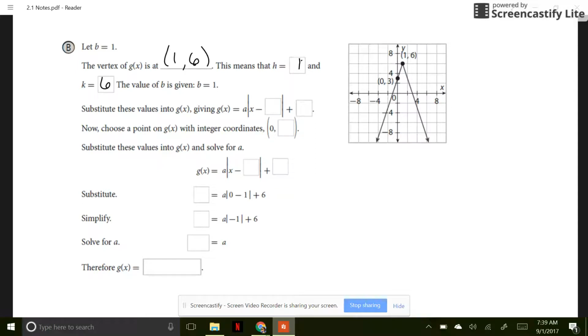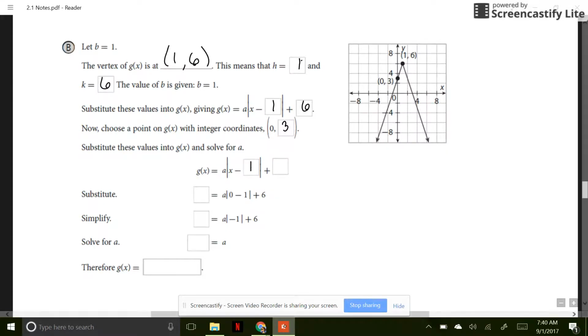So if we plug those values from the vertex into our standard transformation equation, we'll get g of x is equal to a times the absolute value of x minus 1. Again, that means we're moving to the right one, and then plus 6. So we use the vertex to create the standard graph, and then to find that a value, that vertical dilation, we just pick another point that exists on our graph. So in this case, they give us the coordinate (0, 3). So we're going to plug those values into our equation and then solve for a.